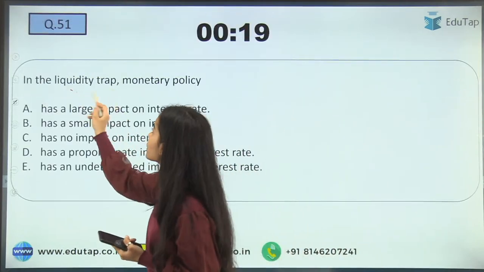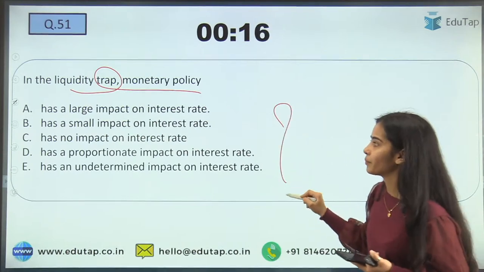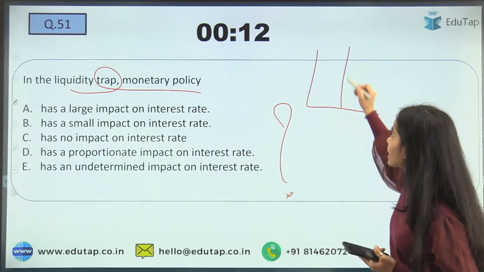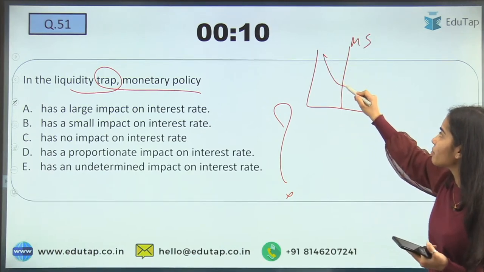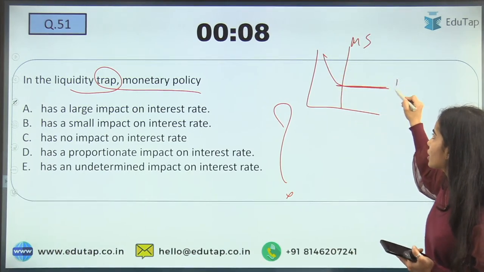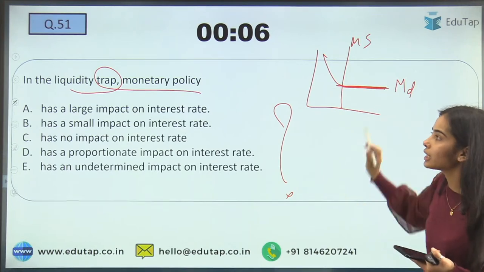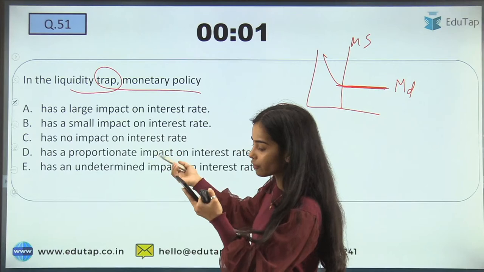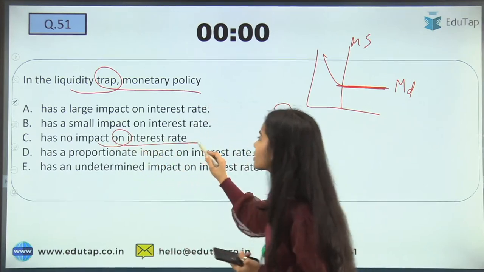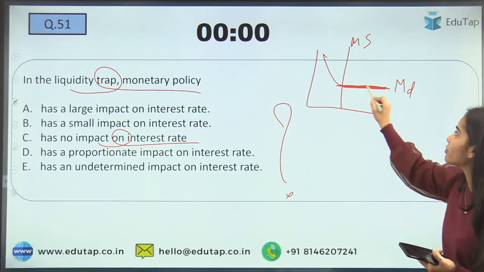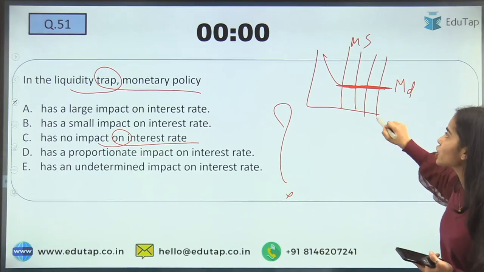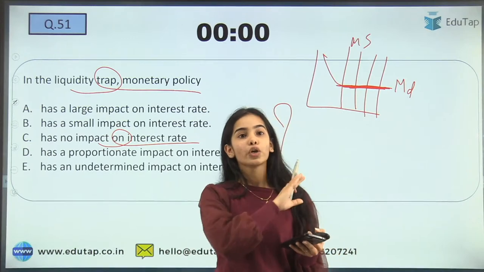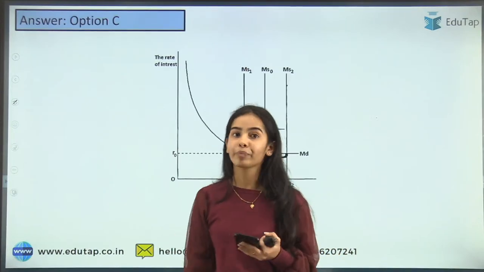Next question is, in the liquidity trap, monetary policy is what? So the liquidity trap is when the money supply is this much and your money demand goes horizontal. When your money demand goes horizontal, then what will be the effect? Yes, I've got the right answer, 51, that is no impact on interest rate, because in a liquidity trap, money demand is this, and even if money supply is changing, even if the monetary policy is expansionary or contractionary, no effect will come on the interest rate.